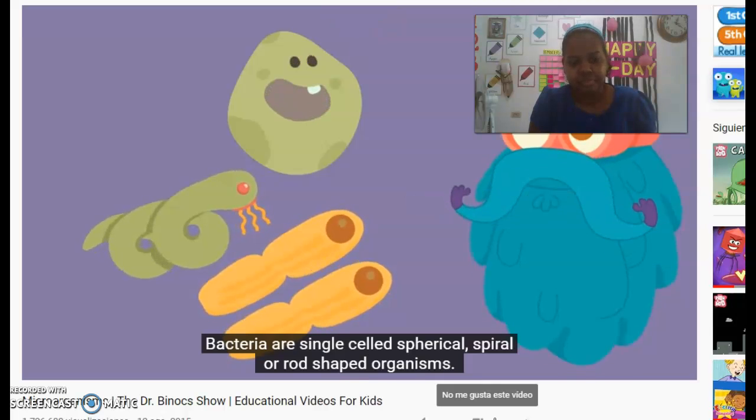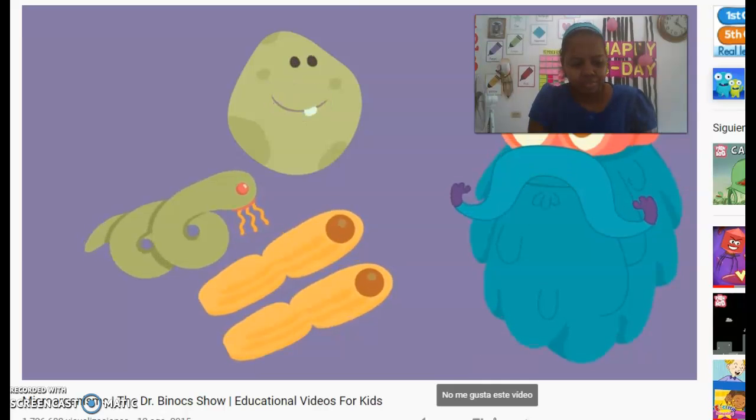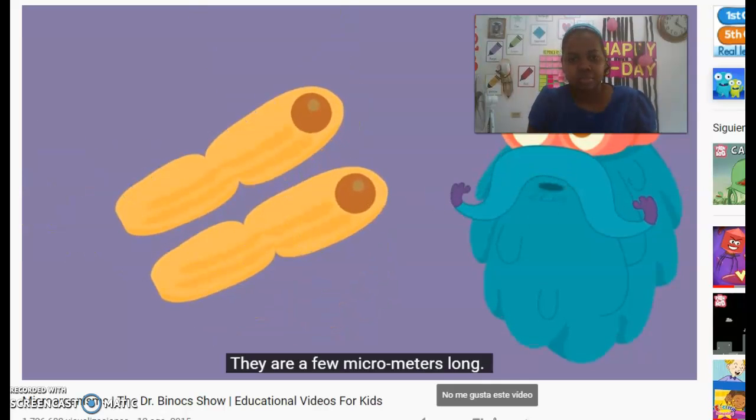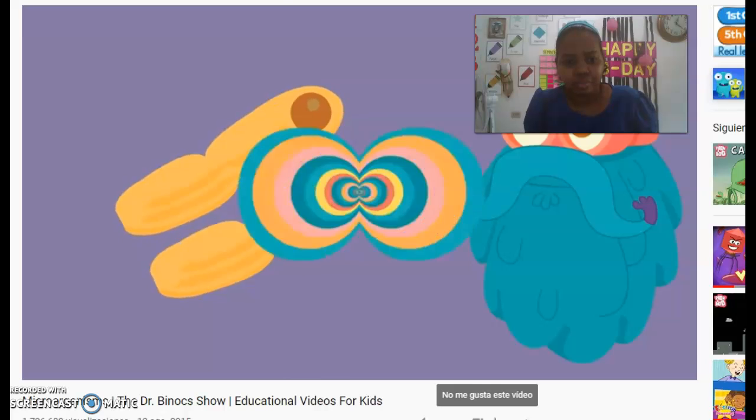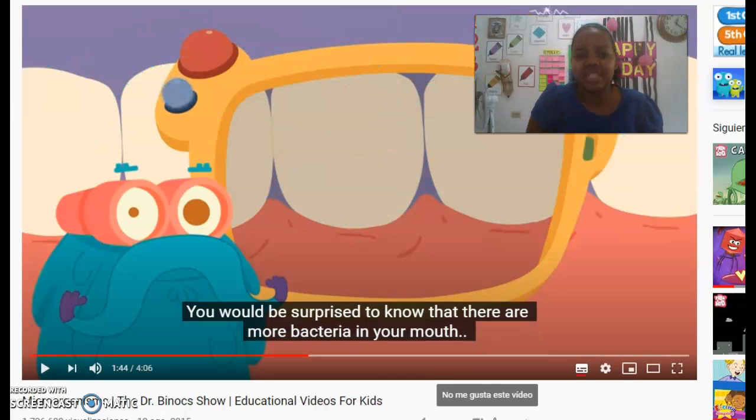Bacteria are single-celled spherical, spiral or rod-shaped organisms. They are a few micrometers long. So then we have bacteria. And where can we find bacteria? Look, in your teeth. You can find bacteria in your teeth.